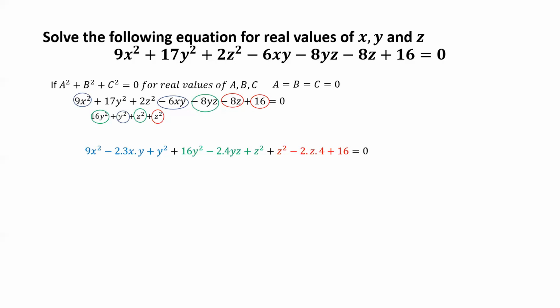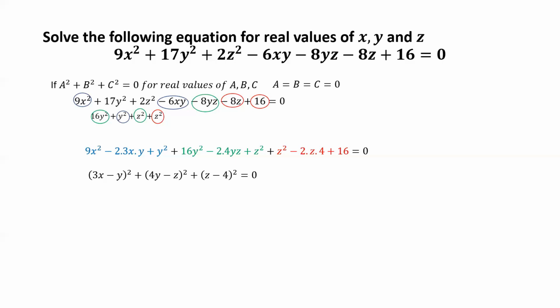If you look at the three terms in each color, they conform to the formula of a minus b whole square. We know that a minus b whole square is equal to a square minus 2ab plus b square. So we can write each of those sets of three terms in the form a minus b whole square. For example, the first three terms, which are in blue, can be grouped together as 3x minus y whole square.